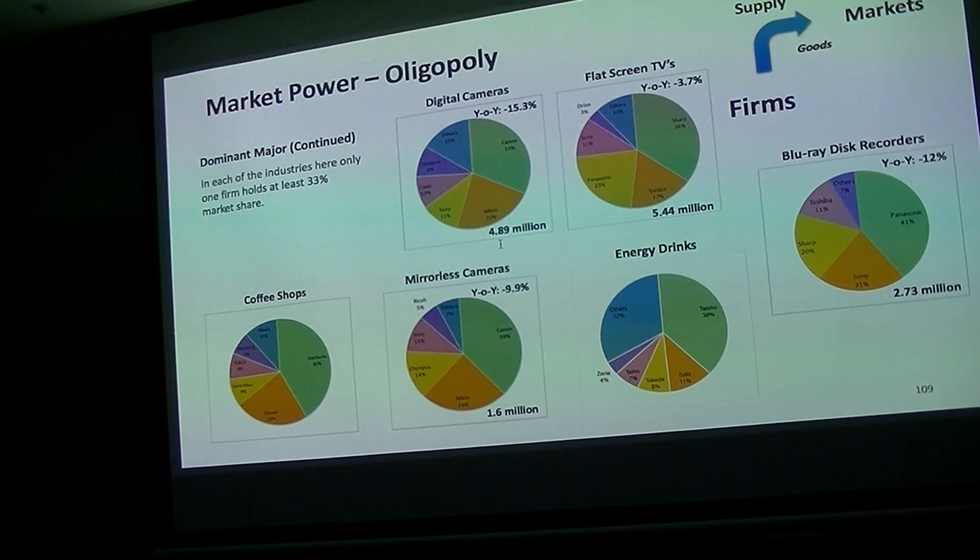Now we'll move on to what I call dominant major. Continue on that. And again, we're going to see some shrinking sectors. Digital cameras. That's interesting. That's a declining sector. And again, if you pick up your phone, that's your camera now.